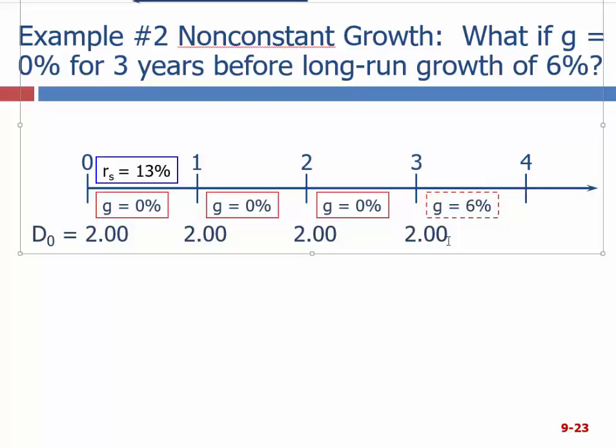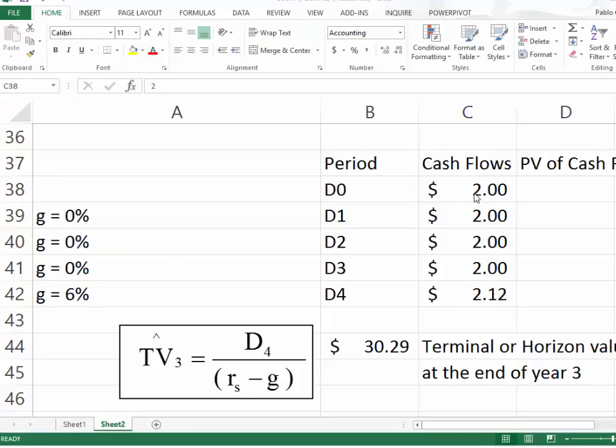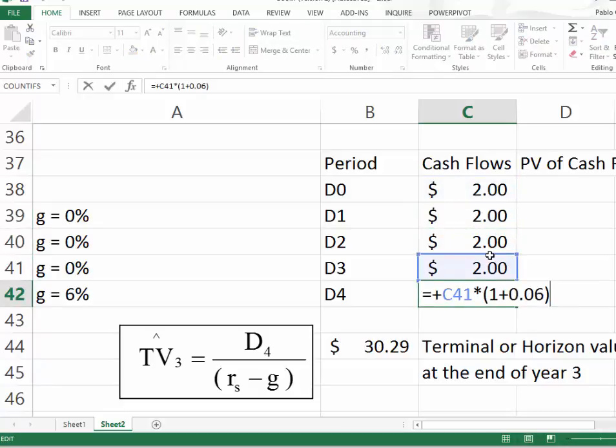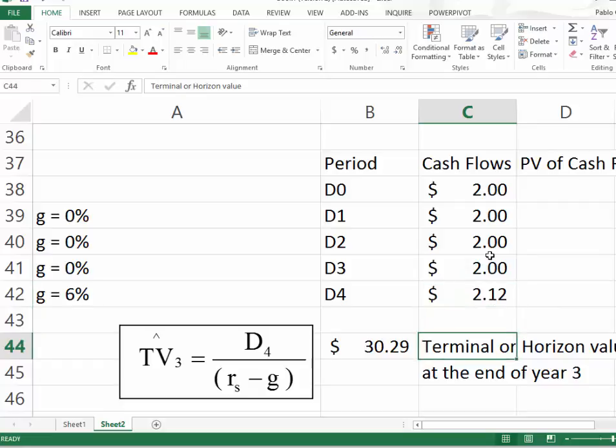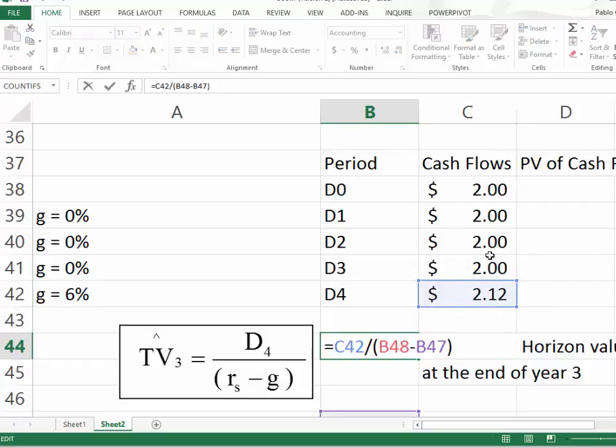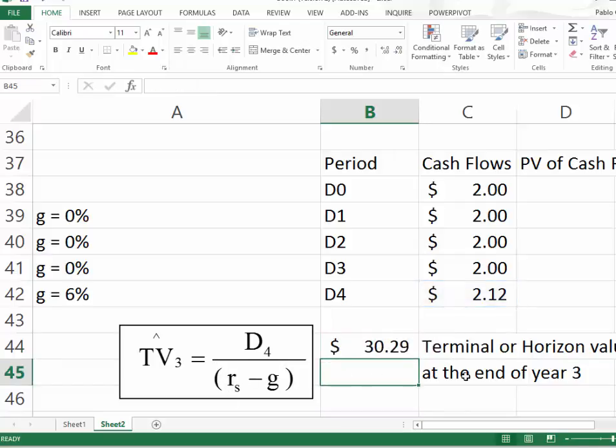So we need to find the terminal value or the horizon value as of year 3. Simply plug in the numbers. We have the dividend just paid, $2. We missed this payment, but we needed to find D1, D2, D3, and then at this point it's growing at 6%. So we find the horizon value as of year 3. We use D4, which is found here, divided by the discount rate minus g. Now g is 6%, so we use 13% minus 6%, and we get the horizon value.